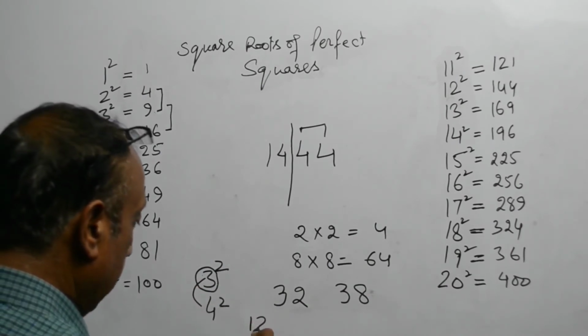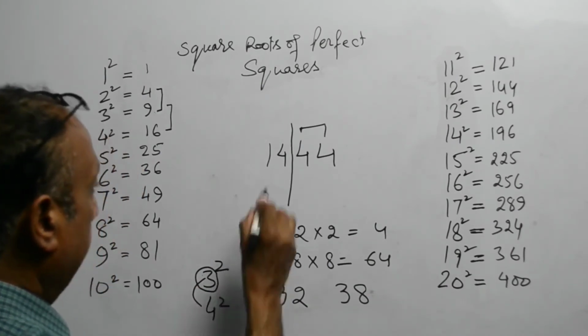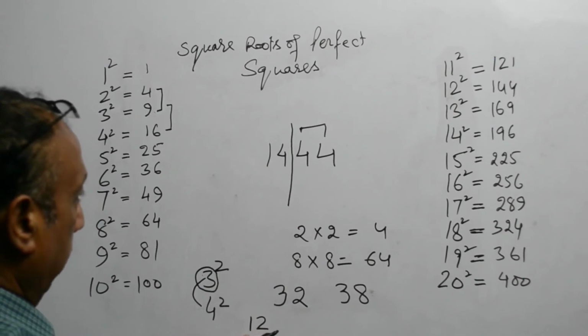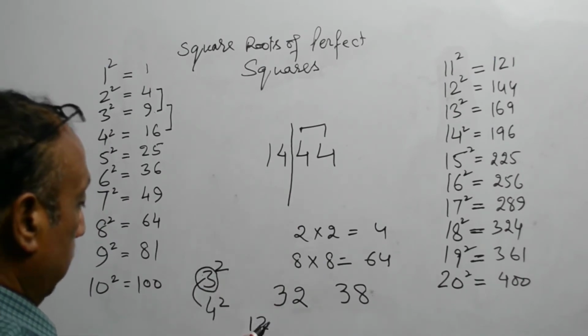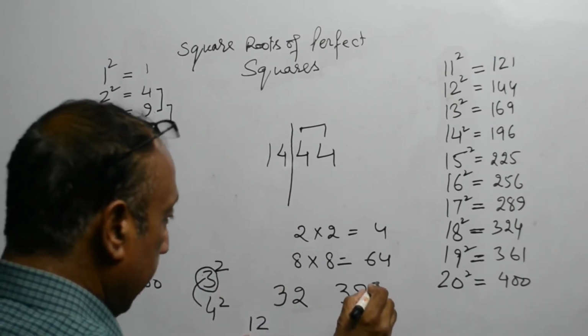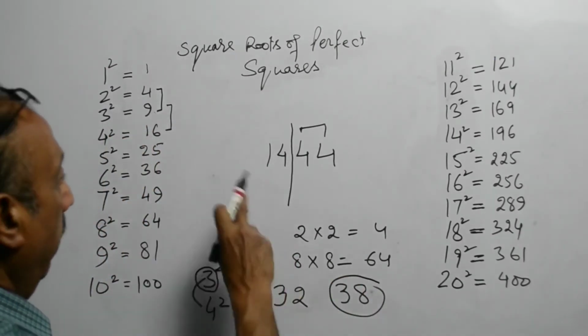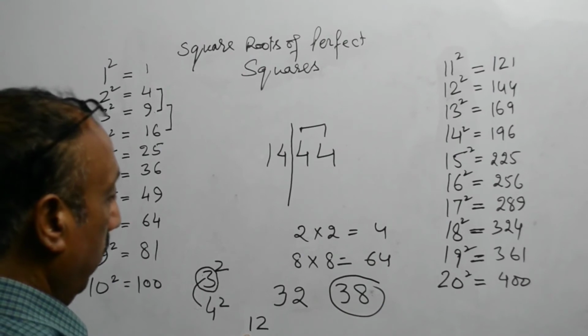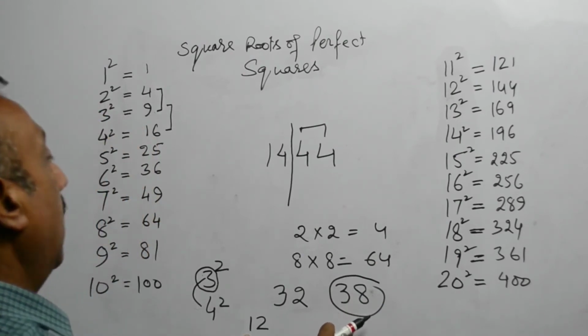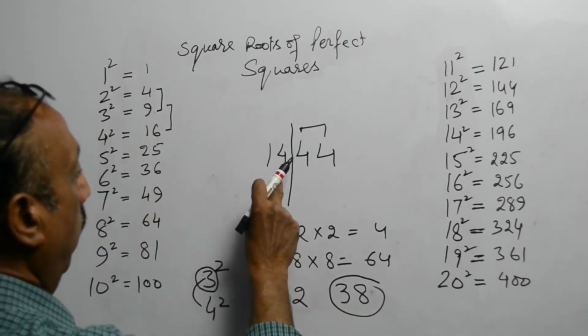It is 12. Now compare our number and this number. Our number is bigger than this number. So bigger number out of these two is the under root of 1444. So 38 is the under root of 1444.